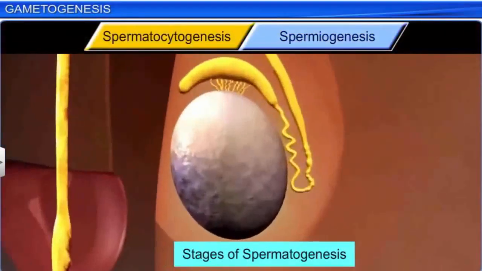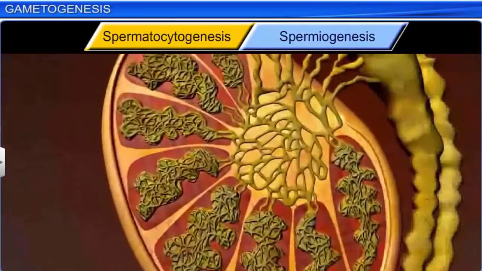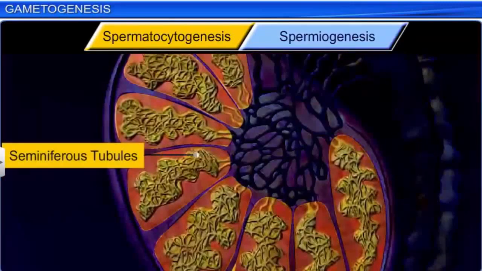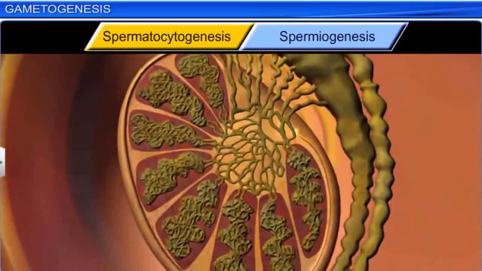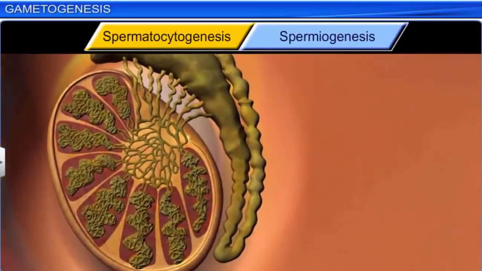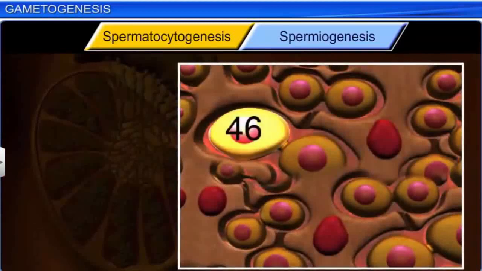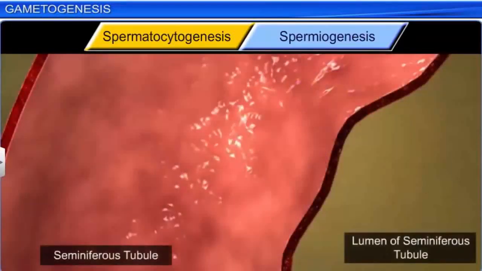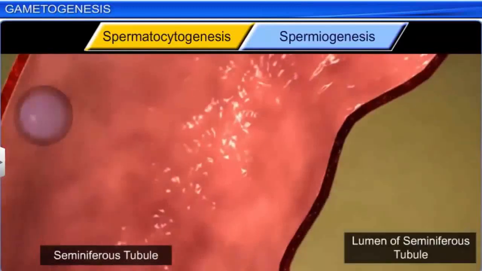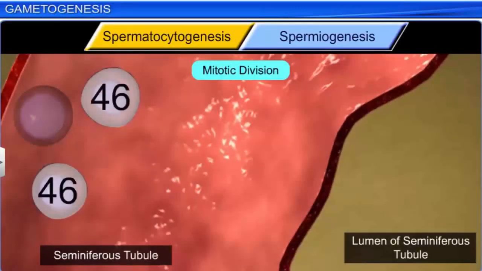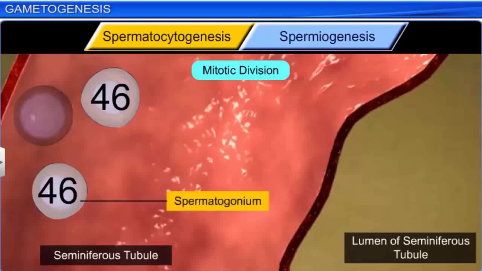Spermatocytogenesis, the first stage, occurs in the seminiferous tubules, whose inner walls are lined with spermatogonia, the diploid male germ cells containing 46 chromosomes. Some of these spermatogonia divide mitotically to form 2 daughter cells. Of these 2 daughter cells, one remains the spermatogonium, while the other one becomes the primary spermatocyte.